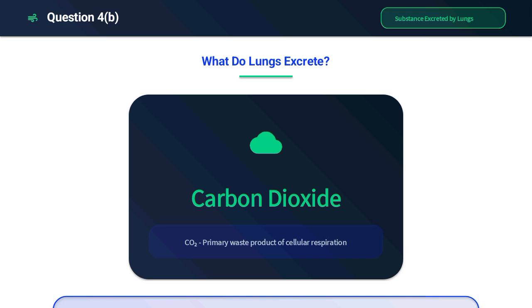Part B asks us to state the name of the substance excreted by the lungs. The main answer is carbon dioxide, written as CO2. Carbon dioxide is produced during cellular respiration and must be removed from the body. The lungs also excrete water vapor, so this is also accepted as a correct answer. So either carbon dioxide or water vapor is fine.